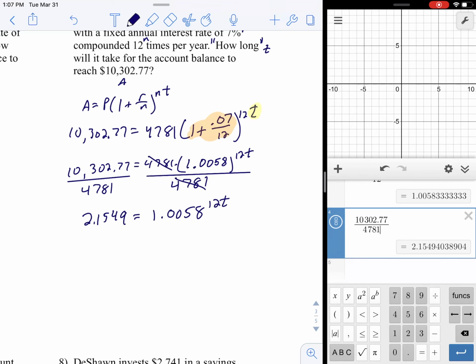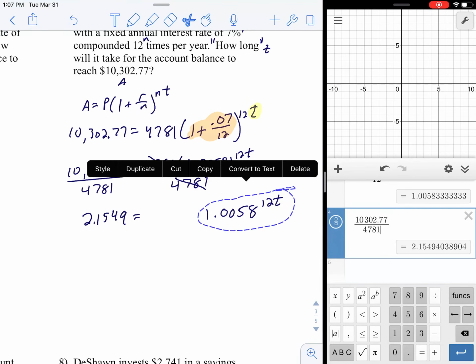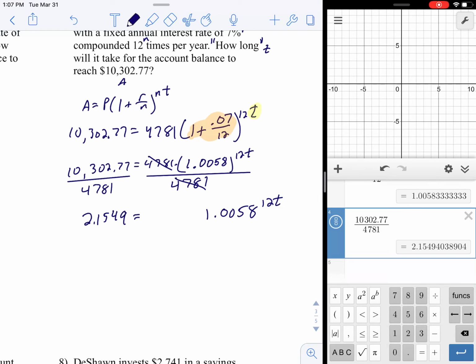Now to isolate t, I need to do something to cancel out this number so that I can get the variable by itself. How do you cancel out a base? Oh yeah, they're called logarithms. And this is the type of problem where I normally leave a space here. So to cancel that out, I need to take the log, whose base is 1.0058. That will cancel this out, but then I have to do the same thing to the other side.